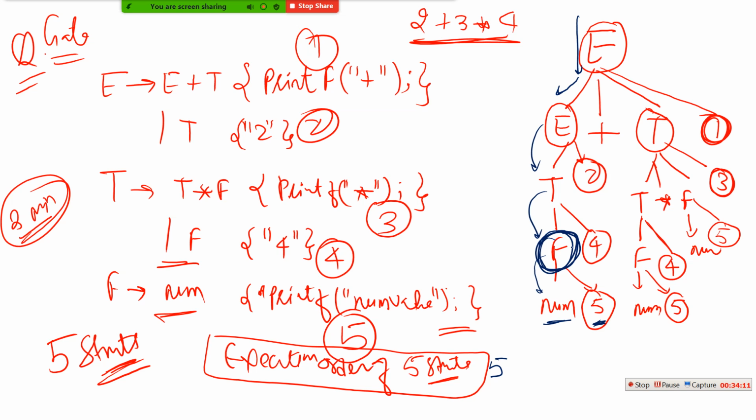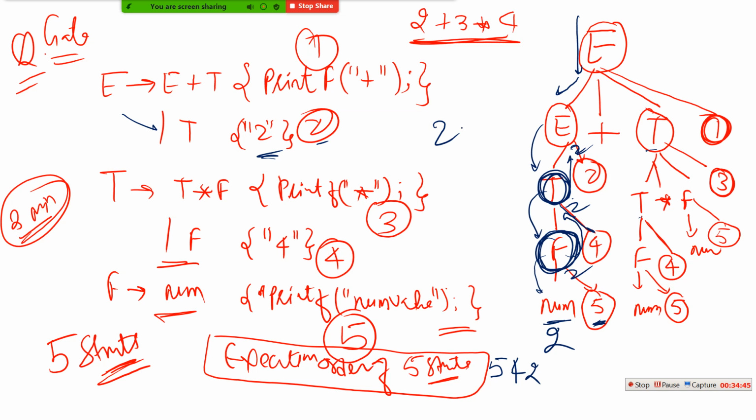After that, the value of this F is passed to this T. I have the value of only this T, not of this other T. So the fourth statement is now executed, and after that the value, that is 2, is passed here, this 2 is passed to here now. So now statement 2 is executed, because E derives T is statement 2, generated here.